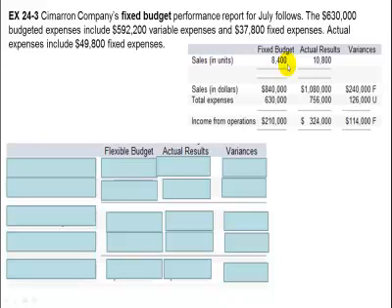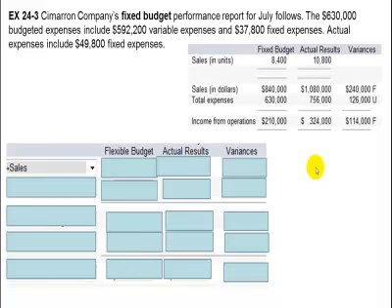level you actually achieve. So if you actually achieved 10,800 units of sales, your budget should be based on 10,800 units of sales. And that's what we're going to do. We're going to convert this fixed budget into a flexible budget based on what we actually sold. That makes a lot more sense. So here we go.